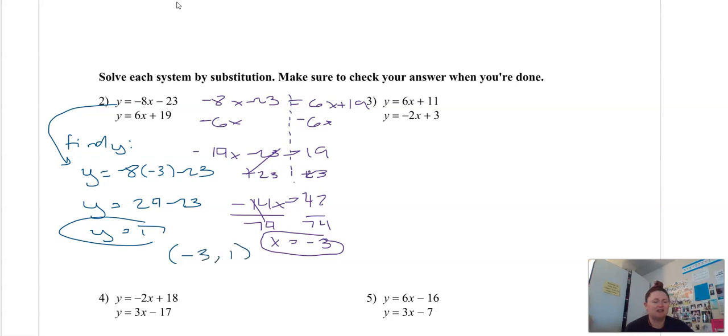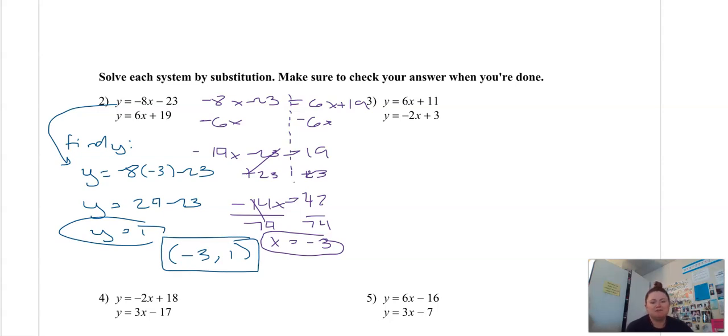And then I should just check it. So I'm just going to take my calculator. I don't even really need to check the first equation because that's how I got that. I'm just going to check the second one. 6 times negative 3 plus 19 is 1. So if I put in negative 3 for x, I get 1 out, which matches the point I have. So my final answer is negative 3, 1, and that should be the solution to the system of equations. So that's all we do here.